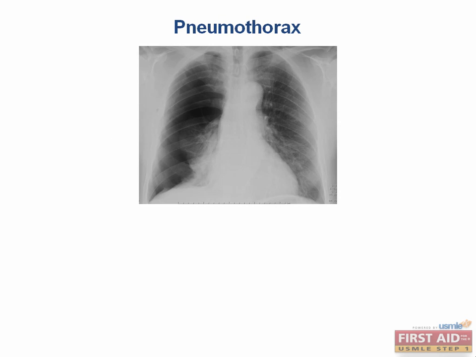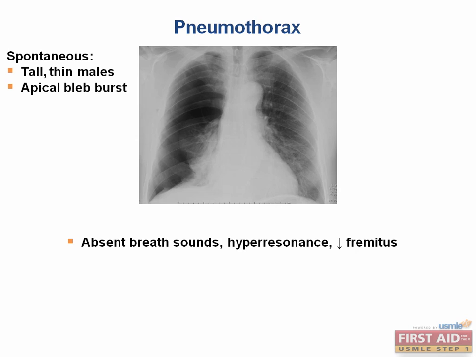As we discussed earlier, pneumothorax can present with classic absent breath sounds, hyperresonance, and decreased fremitus. Patients may also have some chest pain and shortness of breath. Usually these patients look very uncomfortable in the ER. Spontaneous pneumothorax typically occurs in tall, thin, young males who have these apical blebs that pop out who are otherwise healthy. So why does this happen?